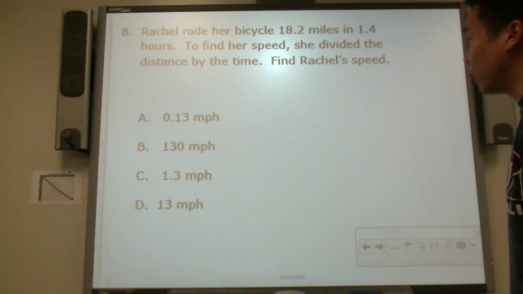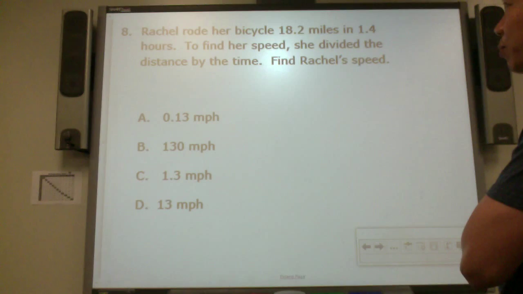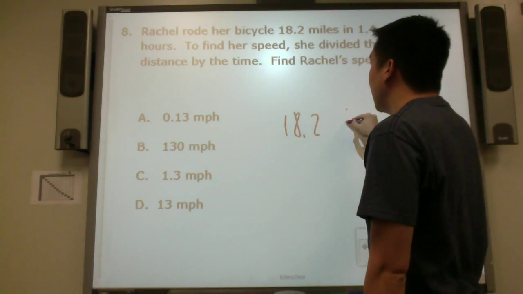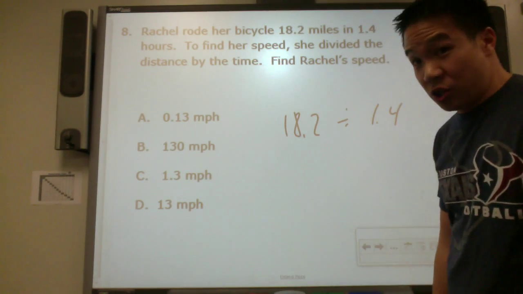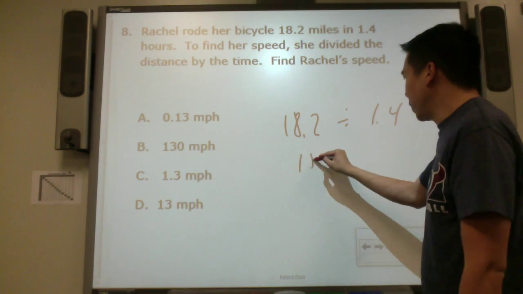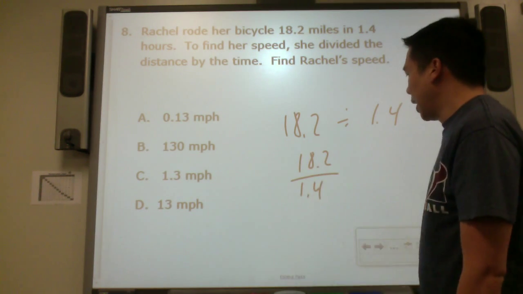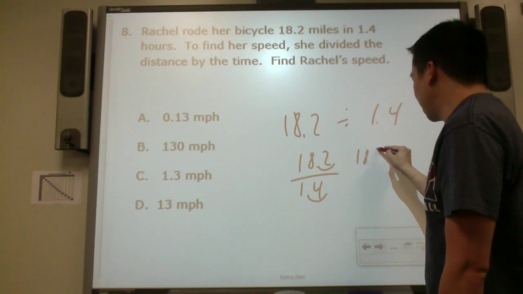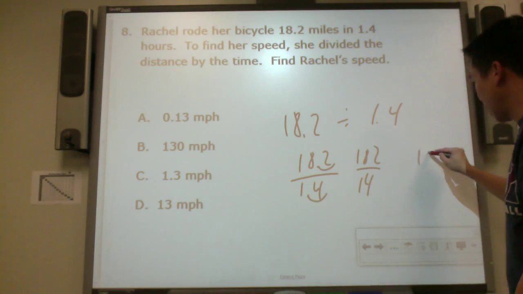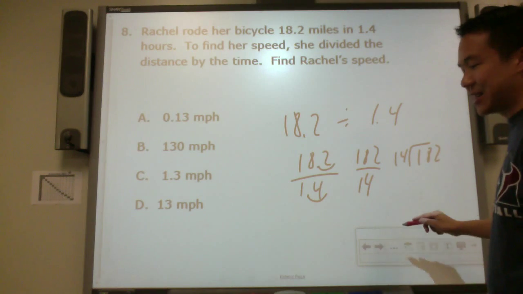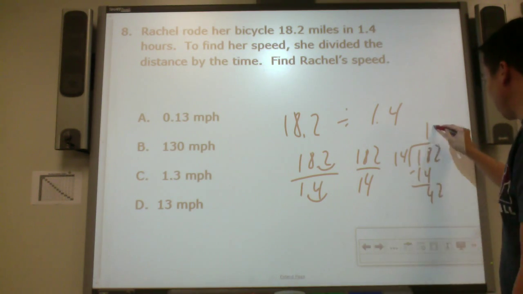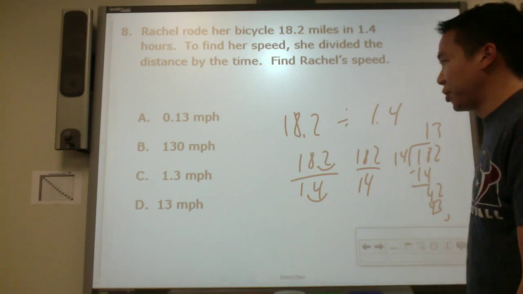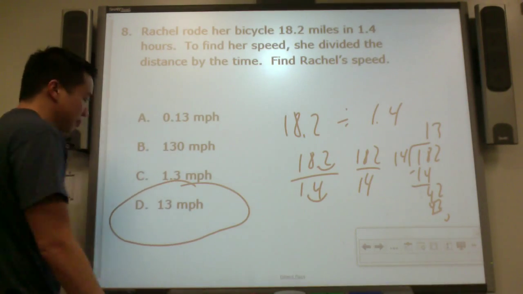Number 8. Rachel rode her bicycle 18 2/10 miles in 1.4 hours. To find her speed, she divided the distance by the time. I know you're learning DRT in science, so this should be very familiar. So I'm going to rewrite it as a fractional part. I moved the decimal 1 over, so it's 182 divided by 14, because I'd rather work with whole numbers than decimals. 14 going into 18 one time. 14 going into 42 3 times. So it's 13. D is the answer.